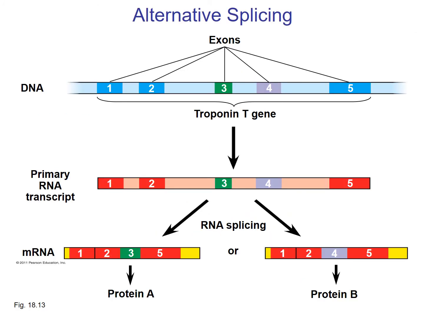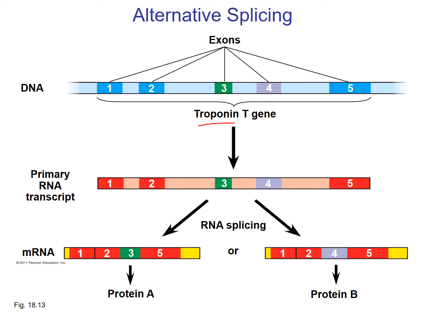So interestingly enough, a lot of genes have something called alternative splicing. So if you take a look, this is a gene called troponin. It's a protein. And we've got the DNA, and you can see it's got 1, 2, 3, 4, 5 exons.